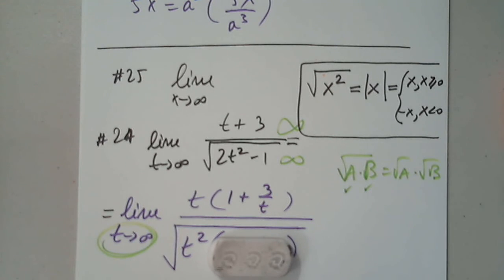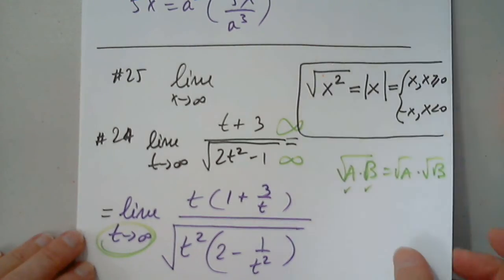Positive t. Exactly. But what if I have here, don't change anything, negative infinity? What will I write for the square root of t squared? Negative t. Exactly. Thank you so much. Who was that? Rick? Okay.